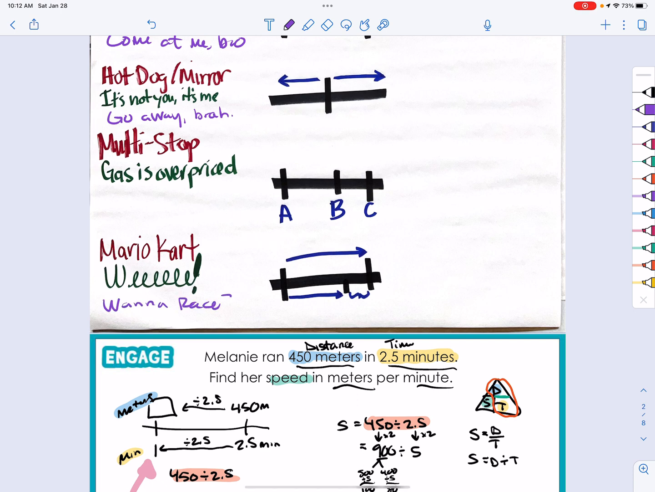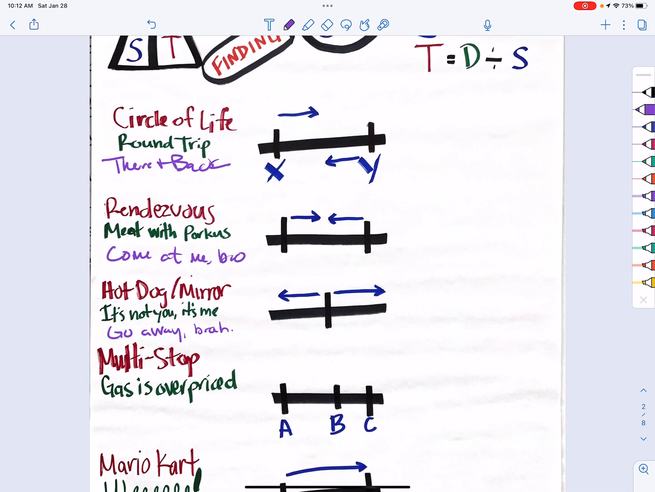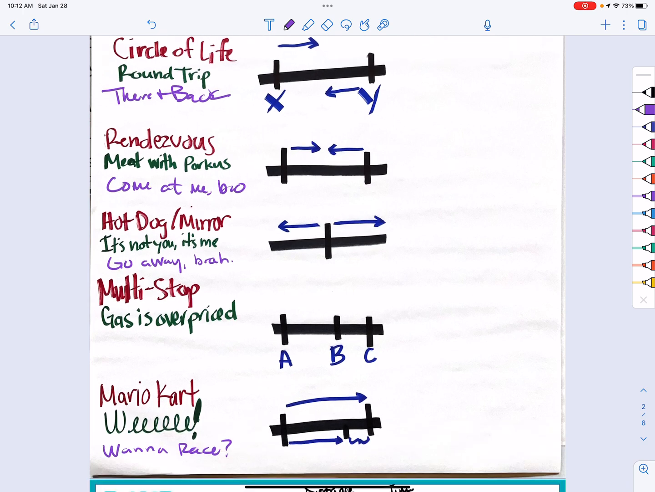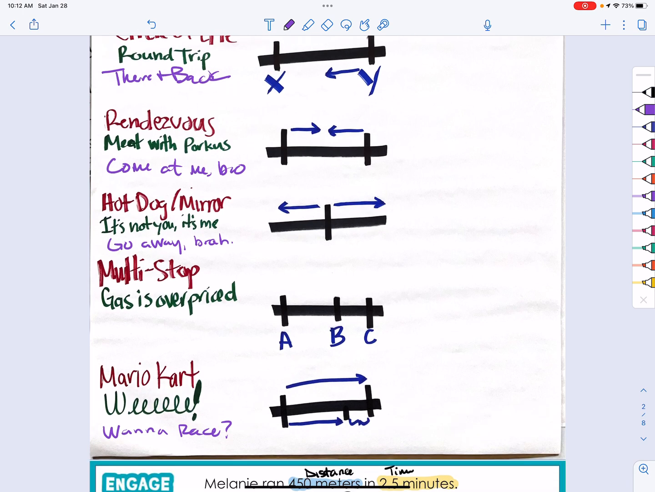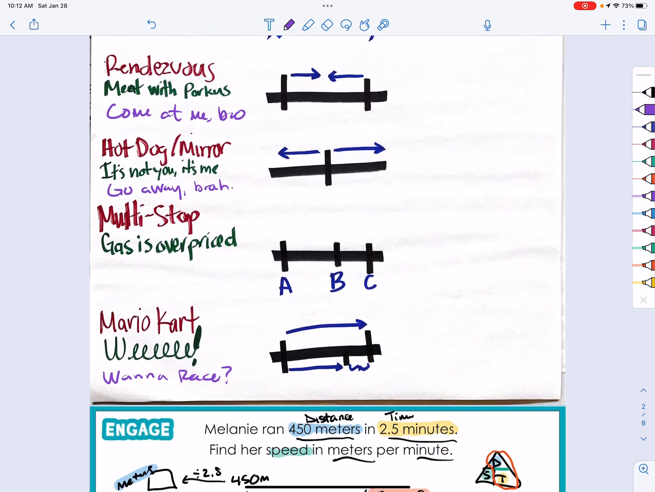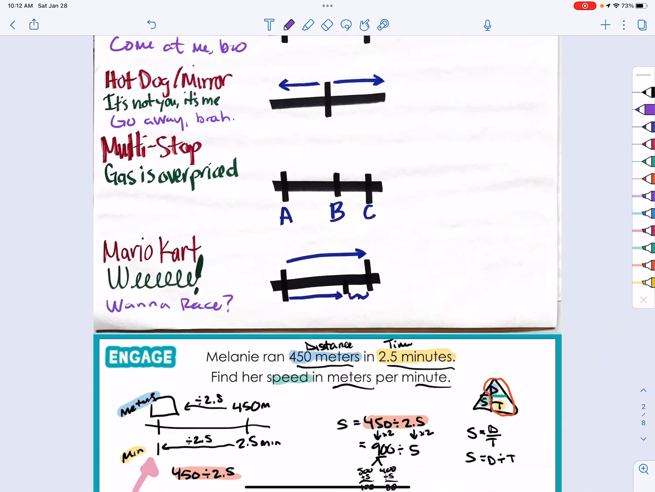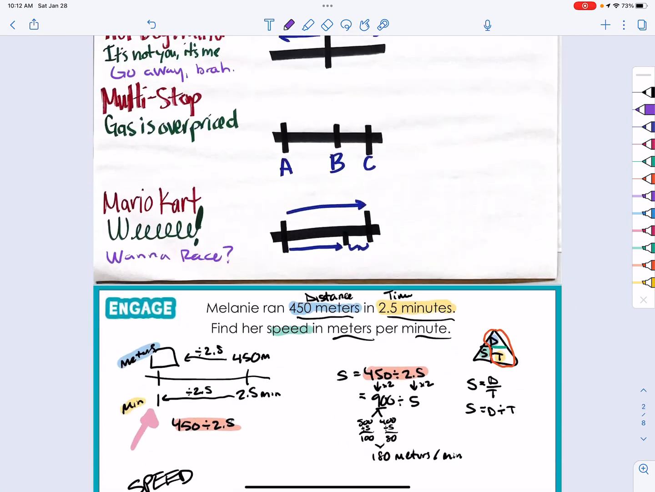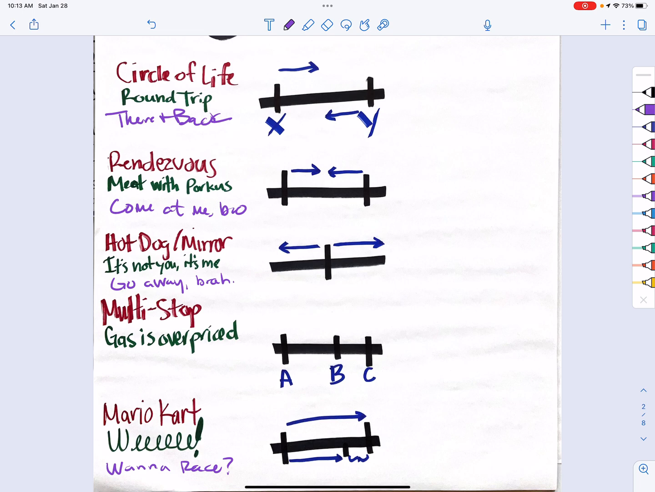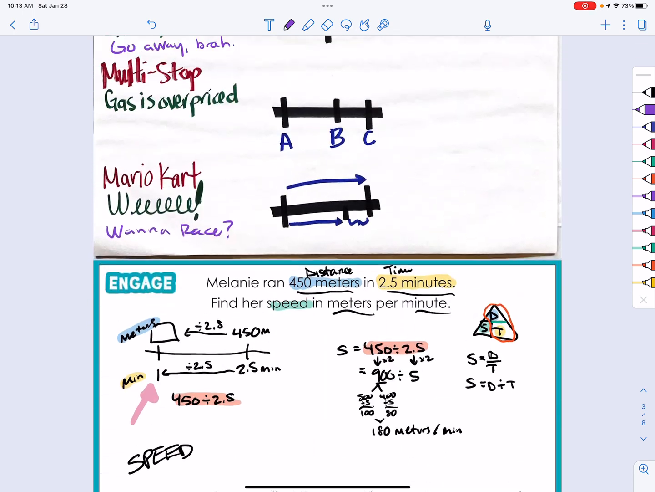Those are obviously not the official math terms, but it does help you identify, ooh, a circle of life, you're going around, or you're doing a round trip, going from one point to the other and then back again. So just a fun way to connect those. I just wish I could remember what we called that multi-stop one, but regardless, we will be identifying these types of problems as we go through to see how they're different.